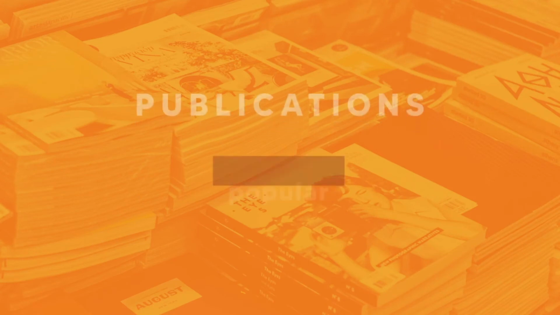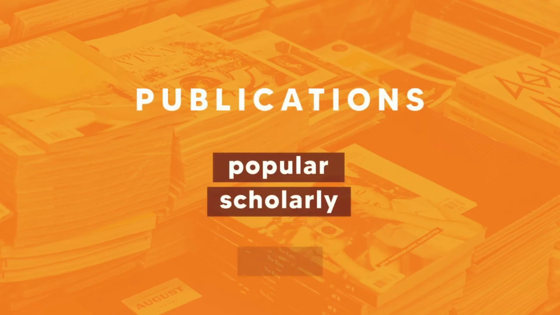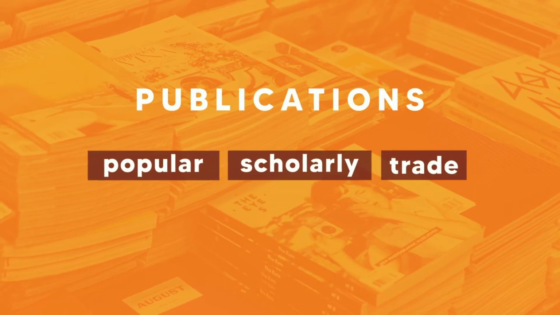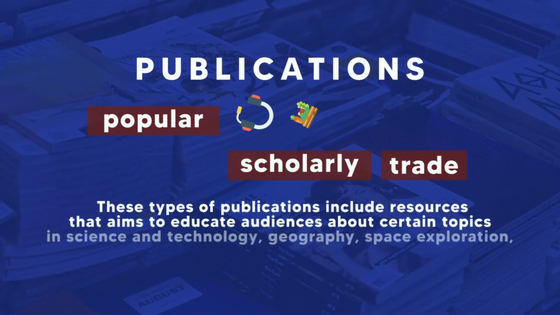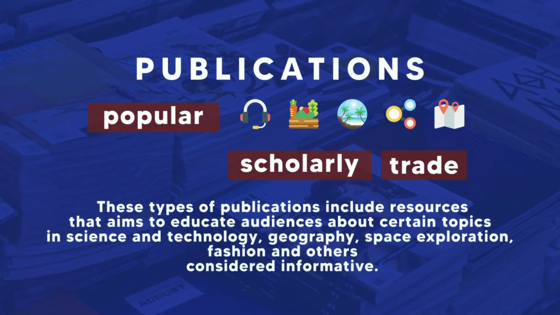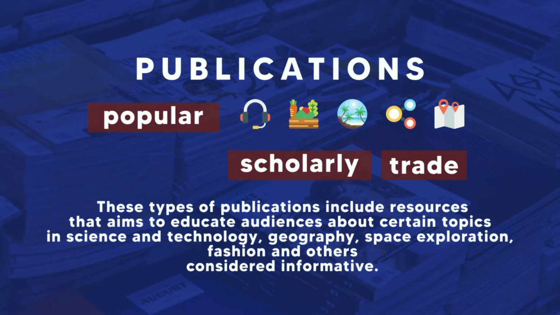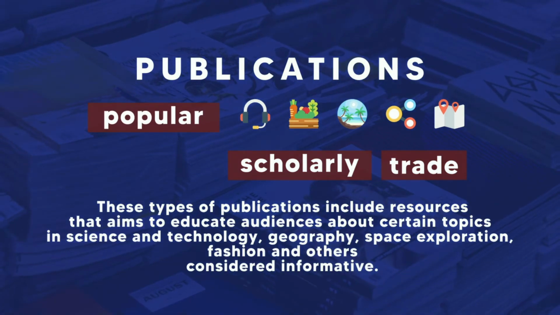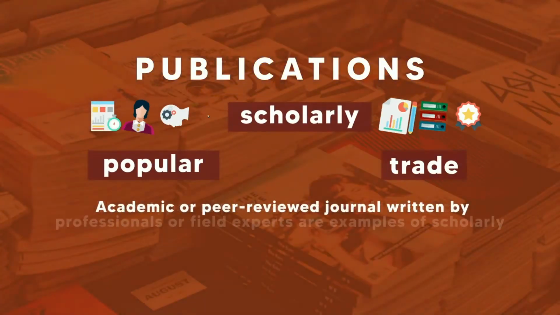Sources of academic readings. Sources of academic readings include publications that are in printed or digital format. These are popular, scholarly and trade publications, which can be useful in research. These types of publications include resources that aim to educate audiences about certain topics in science and technology, geography, space exploration, fashion, and others considered informative.